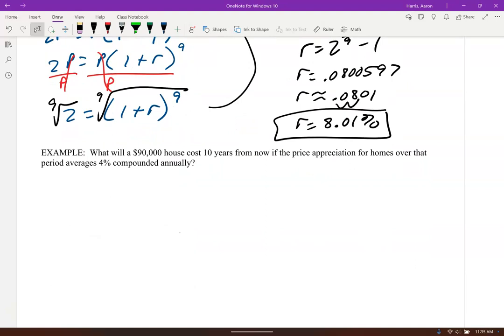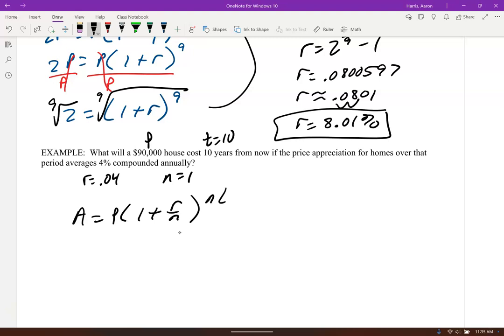All right, last scenario. What will a $90,000 house cost in 10 years, if the price appreciation for homes over that period averages 4% compounded annually? It's only compounding once per year. So what would it cost at the end of that time period if it's going up 4% a year? So it's a $90,000 house. I wish I could get a house for $90,000. 4% compounded annually in 10 years.